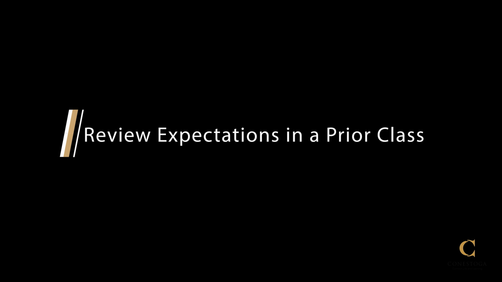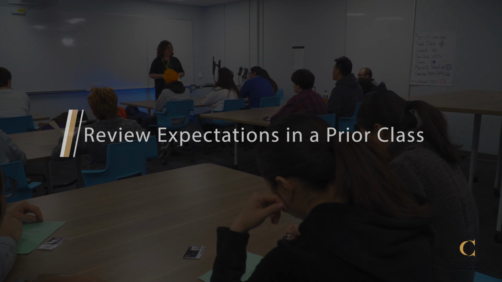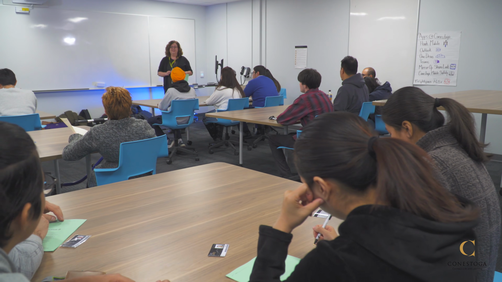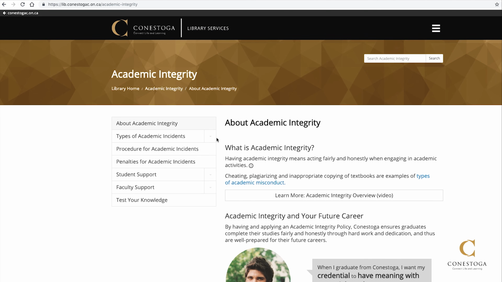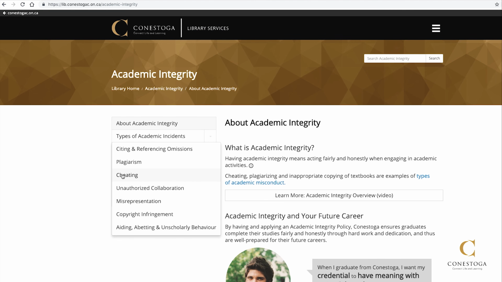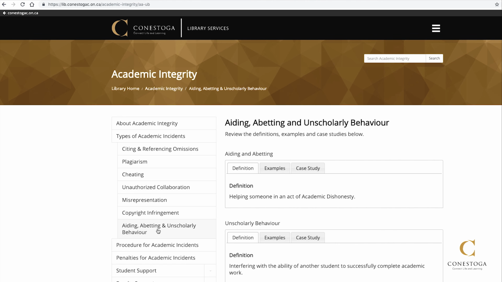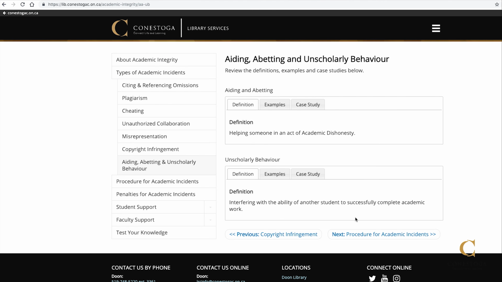Review expectations in a prior class. One week before any evaluations, review with the class how you will be ensuring a suitable environment and preventing academic offenses. Go through the expectations on a set of slides. Refer to the library's academic integrity pages, highlighting the categories of cheating, aiding and abetting, and unscholarly behavior.